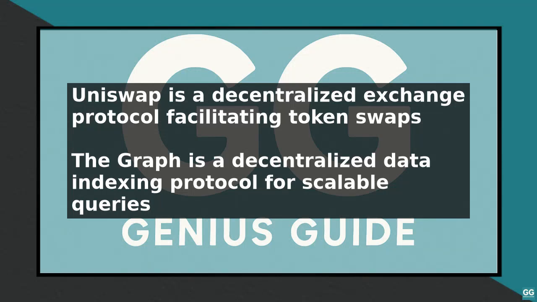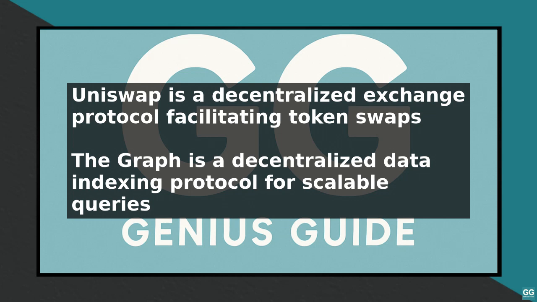To track trades in Uniswap Subgraph, start by understanding the basics of Uniswap and the Graph protocol. Uniswap is a decentralized exchange protocol that facilitates token swaps, and the Graph is a decentralized data indexing protocol that allows developers to query blockchain data in a scalable and efficient manner.